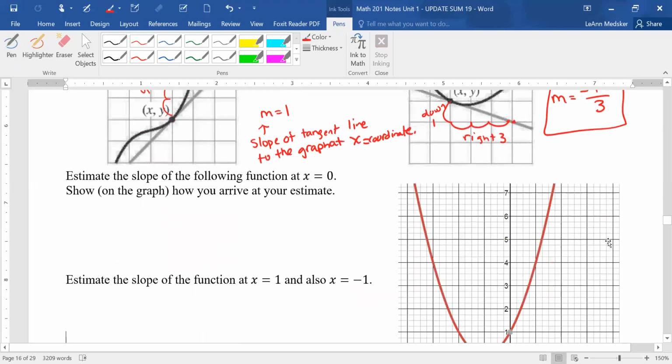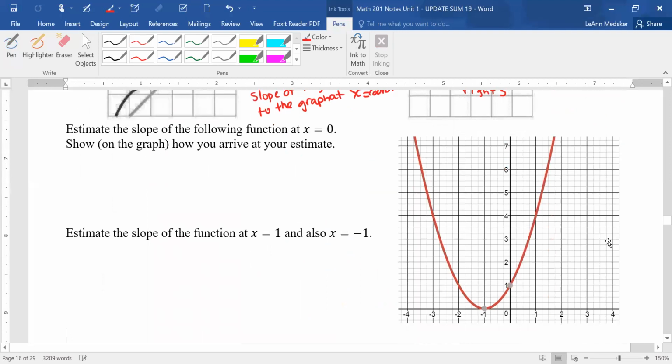Okay, so the last one that I've drawn on here, we're going to do the estimation by sketching in what we think the tangent line would look like ourselves. So this sometimes gets a little tricky, so I'm going to try to color code it because I have one picture and I'm going to do 3 problems. So to estimate the slope of the following function at x equals 0.